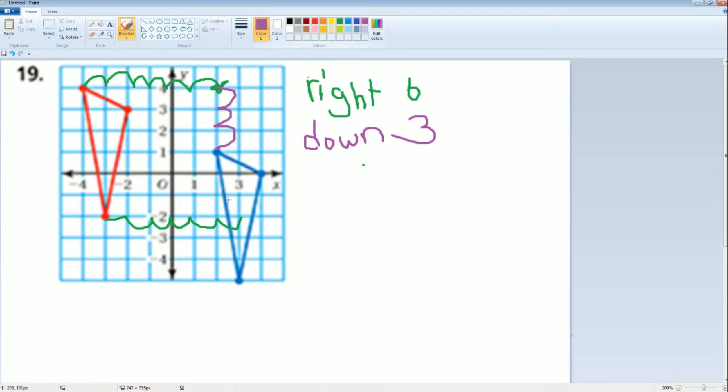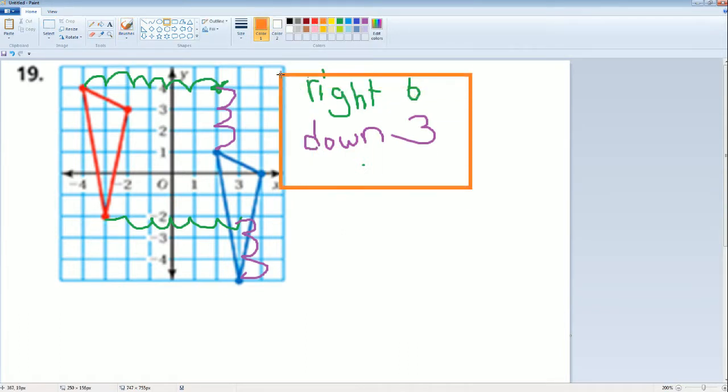Perfect. Then did it go down 3? 1, 2, 3. Perfect. So this is a valid rule. Okay? This is the valid rule. So what does right 6 mean and down 3 mean? We're asking what is right 6, down 3 mean?